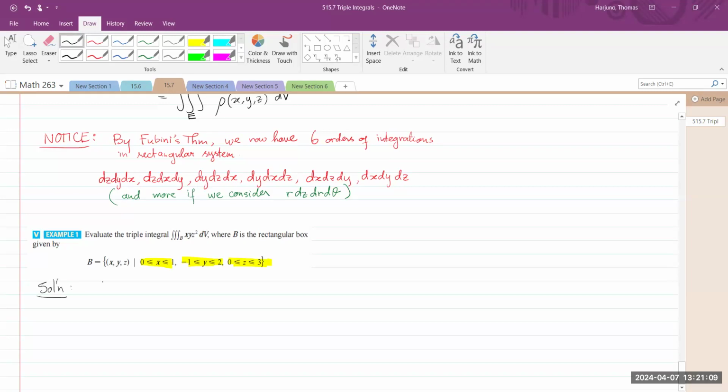So our triple integral will be the integral of x, y, z squared, dz, dy, dx, right? Now, with that said, the dx should be in the outermost. Okay, x will be from 0 to 1. As for the y, that will be from -1 to 2. And the innermost dz will be 0 to 3.